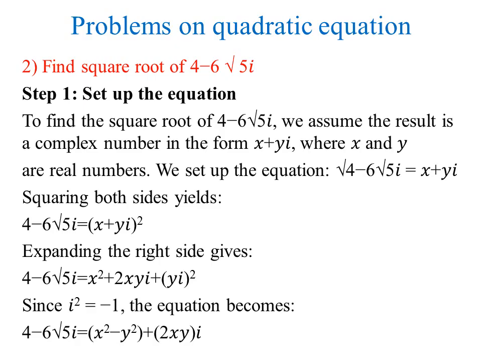Squaring on both sides, it will give 4 minus 6 root 5i is equal to (x plus yi) whole square. Expanding the right side, it will give 4 minus 6 root 5i is equal to x square plus 2xyi plus (yi) whole square. Since i square is equal to minus 1, the equation becomes x square minus y square plus 2xy into i.